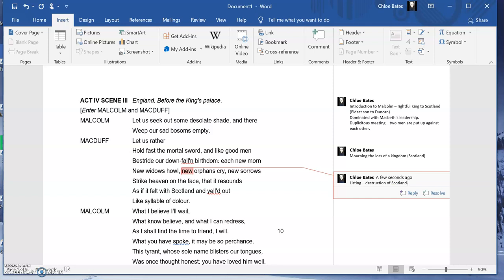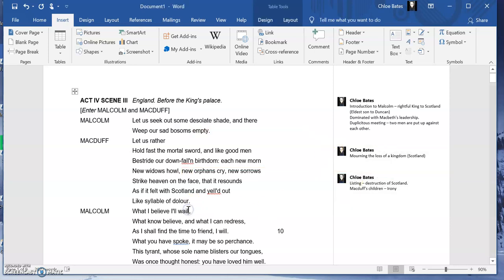And there is some irony here, as we've just seen in the scene before, Macduff's children have been orphaned and killed and crying. So we've got a little bit of irony due to the fact that Macduff doesn't know yet that he is part of that destruction. His family have also been part of it.